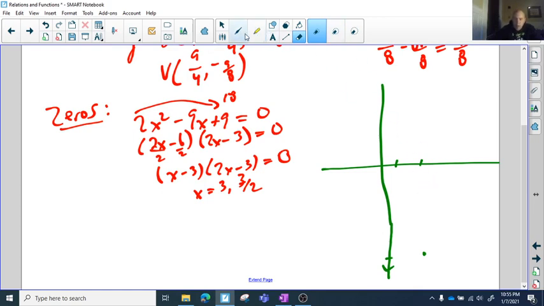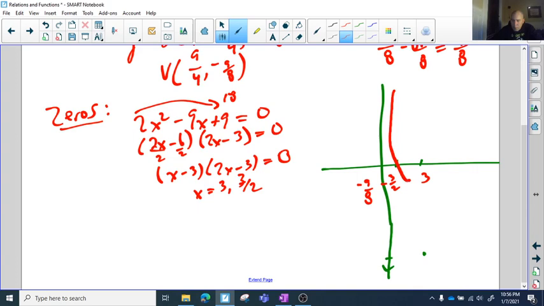Okay, so now let's start with what we got. We had our zeros at 3 and 3 over 2, which is 1.5. So let's say that's there. 9 over 4 is 2 1/4. That makes more sense. Now that's in between these. And now my vertex wasn't down very far. It was only at negative 9/8. So let's say that's here. So negative 9/8. My quadratic, without applying absolute value, would look like this.